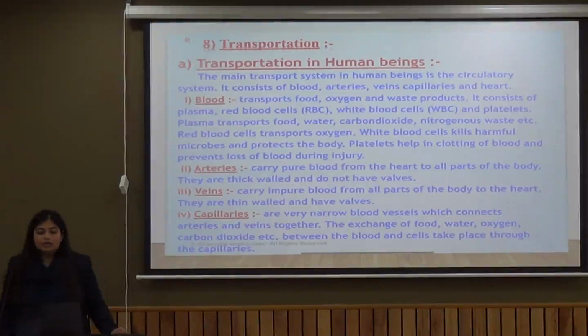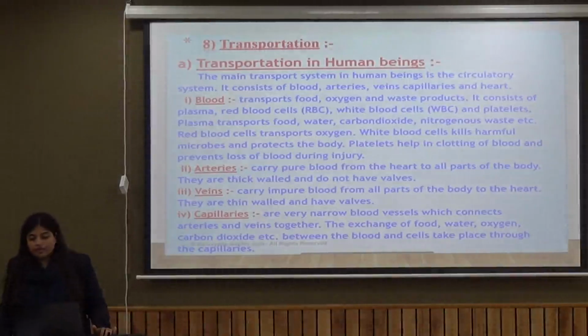So what is blood? Basically, it's a liquid connective tissue, if you remember, and it transports food, oxygen, waste products, and the main components are RBCs, that is the red blood cells, the WBCs and the platelets. And the matrix is plasma, which helps to transport food, water, carbon dioxide and nitrogenous waste. Now, RBCs or the red blood cells transport oxygen. The WBCs or the white blood cells kill harmful microbes and protect the body. And platelets help in clotting of the blood and prevent loss of blood during an injury.